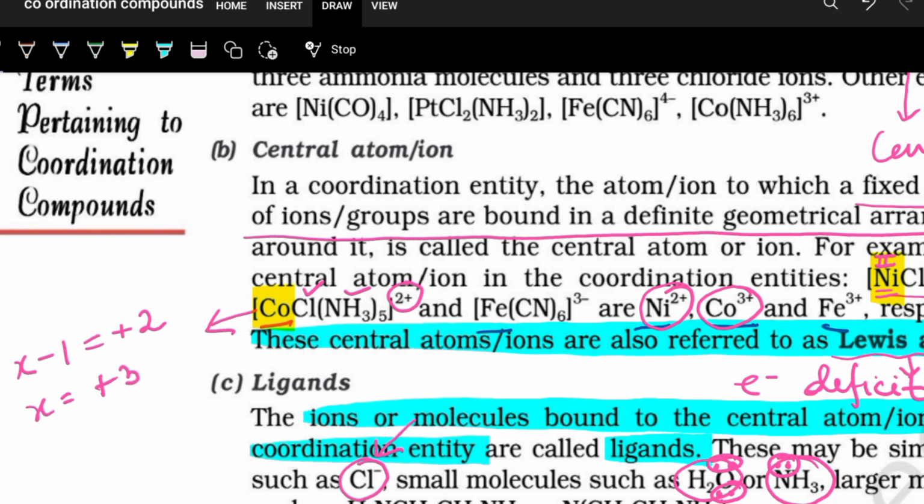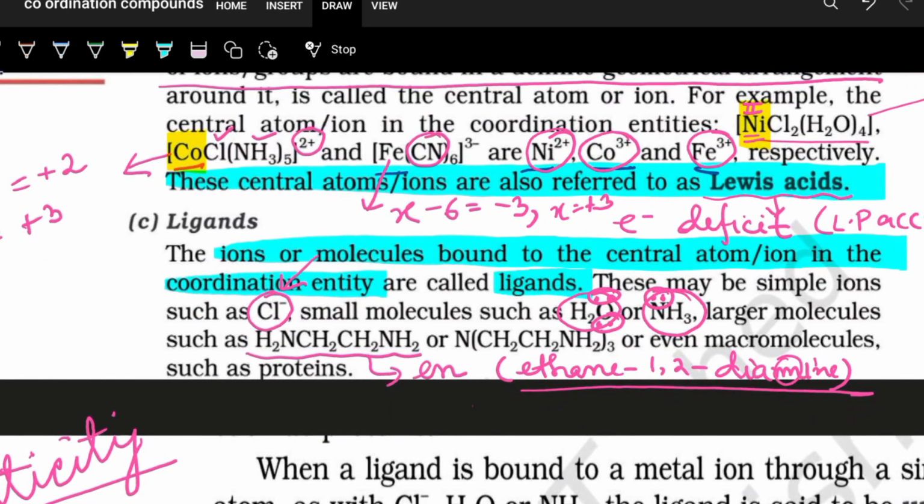Likewise, here again Fe, if I assume it to be X, CN means CN -1, so -6 is equal to -3, or X is equal to +3. So we have got Fe3+. This is how we are going to calculate the oxidation number of the central metal atom or ion.